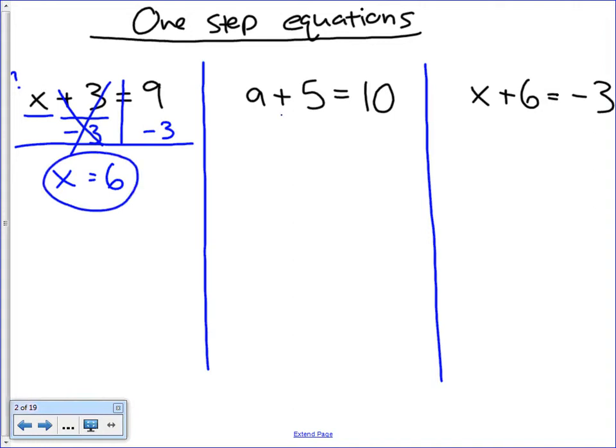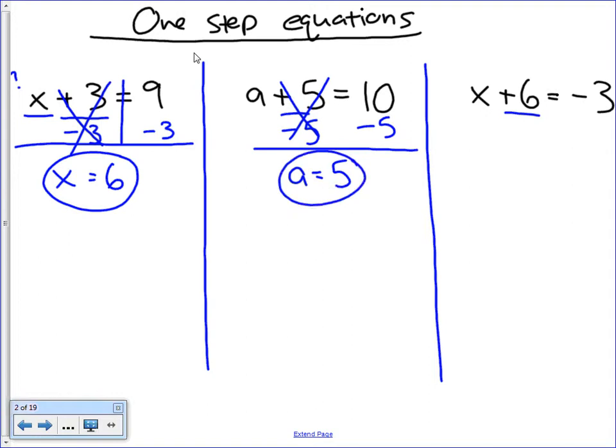Basically, all the problems on this slide are pretty much going to be the same. You want to get rid of the number that's with the variable, such as that 5 and that 6. When we look at the second one, you've got to get rid of that 5. Let's subtract 5, and we've got to subtract 5 from both sides. The 5s are going to cancel, so on the left side I have an a. 10 minus 5 will give me 5. So a equals 5 for the second one.